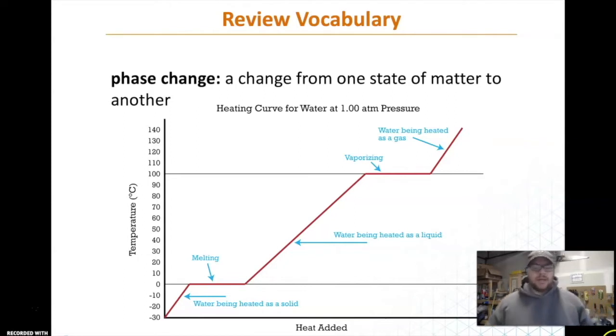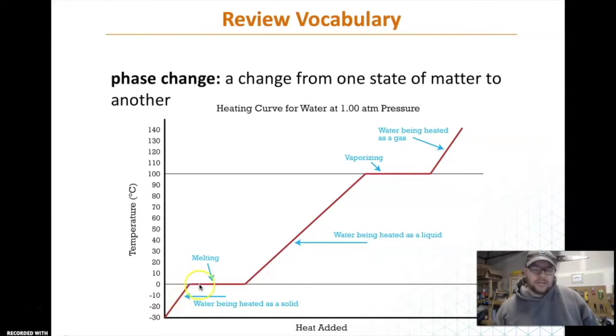What we're looking at here is what's called a heating curve of water at 1 atmosphere of pressure. So at 1 atmosphere of pressure, water will boil at 100 degrees Celsius and it'll melt at 0 degrees Celsius. We have heat added down here. So as we add heat, let's say that we start with solid ice down here at negative 30 degrees Celsius. As we add heat, we're going to heat that ice up until it hits 0 degrees Celsius.